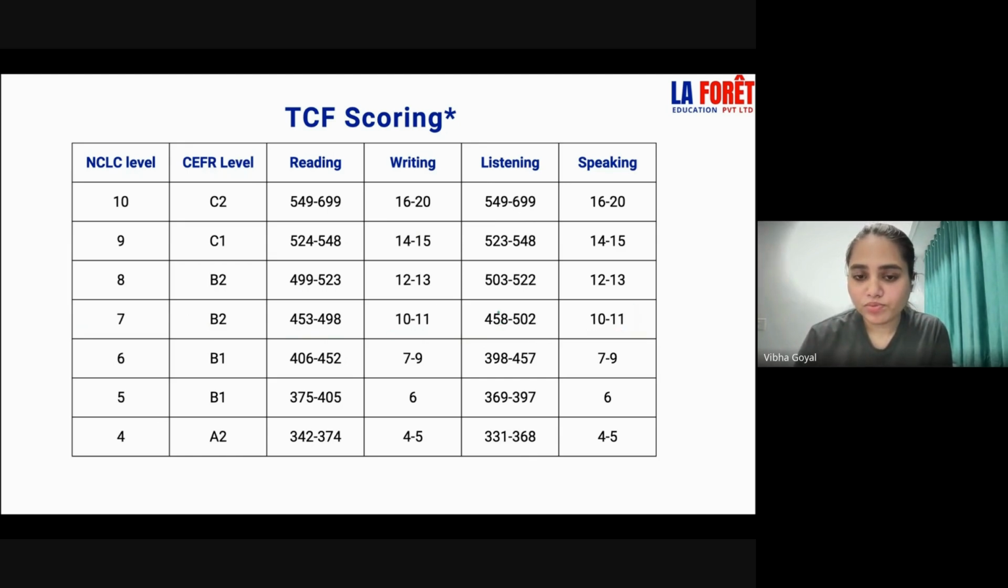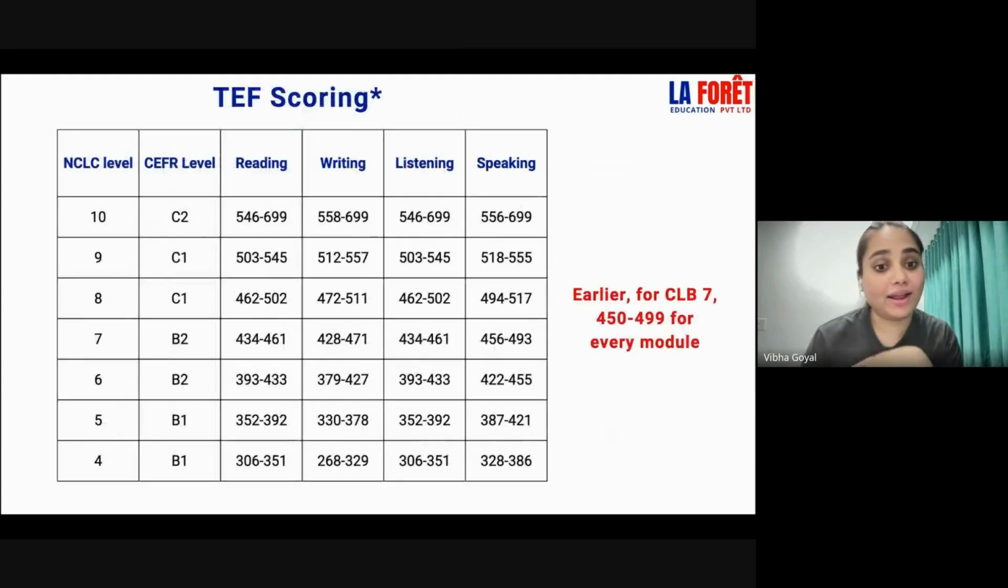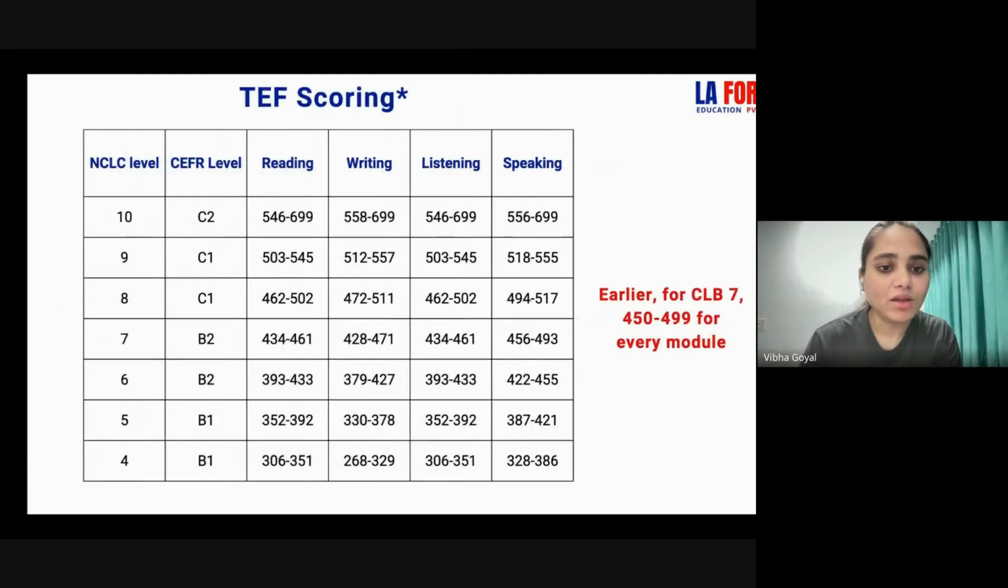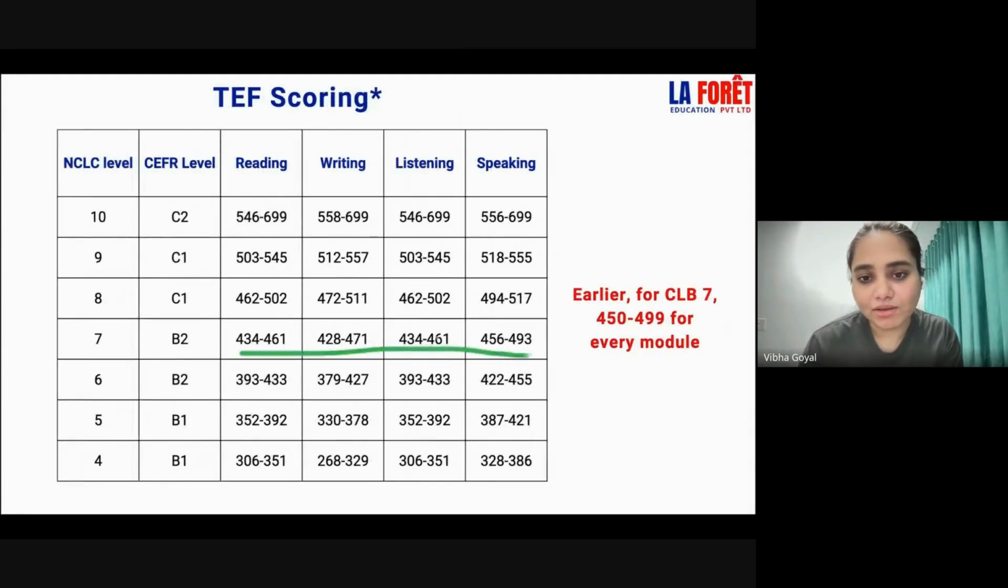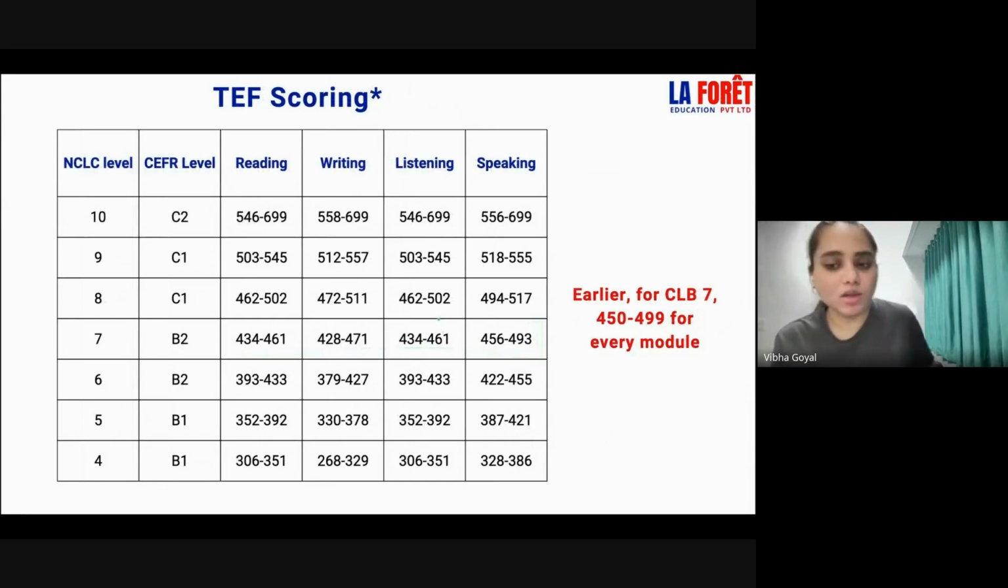Because the things are very straightforward. For reading and writing, I believe our students have a decent level. So I believe that you can do it for TCF. Even for TEF, you can do it. And I trust that everyone will do it. But it could be a little intimidating looking at these big numbers, is all I'm saying.